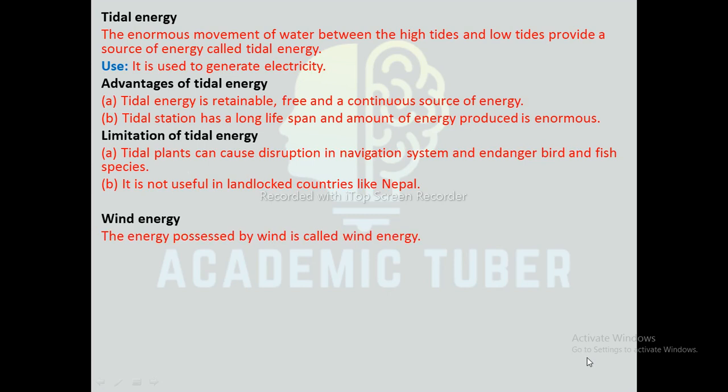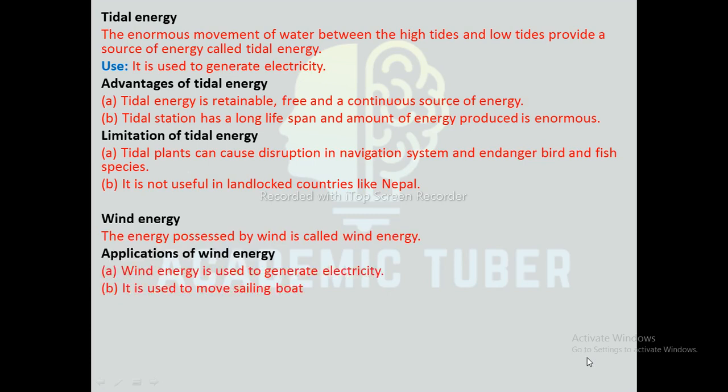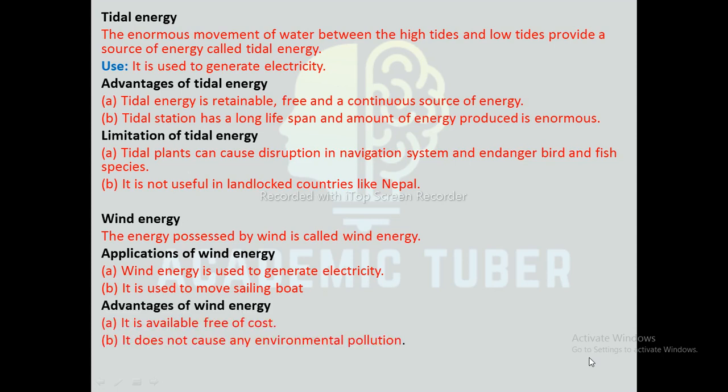Wind energy. The energy possessed by wind is called wind energy. Application of wind energy. Wind energy is used to generate electricity. It is used to move sailing boats. Advantage of wind energy. It is available free of cost. It does not cause any environmental pollution, that is, it is eco-friendly.